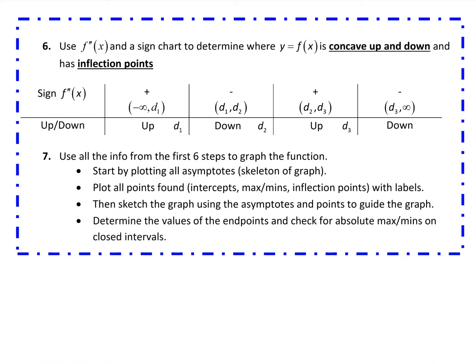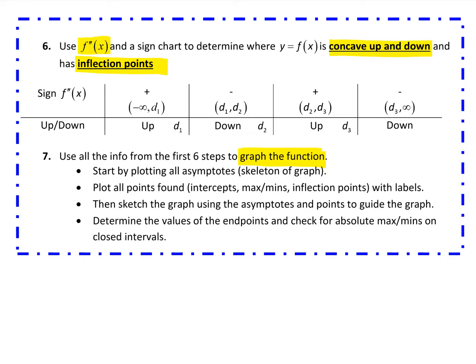Then the sixth step is to look at the second derivative. So now we take the second derivative and we determine where the function is concave up, concave down, and where it has inflection points. Again, we make another sign chart, figure out where the function changes concavity, what intervals it is concave up, what intervals it is concave down, and use that information to fine-tune the graph of our function. And then step 7 is really just about putting it all together, and actually graphing the function.